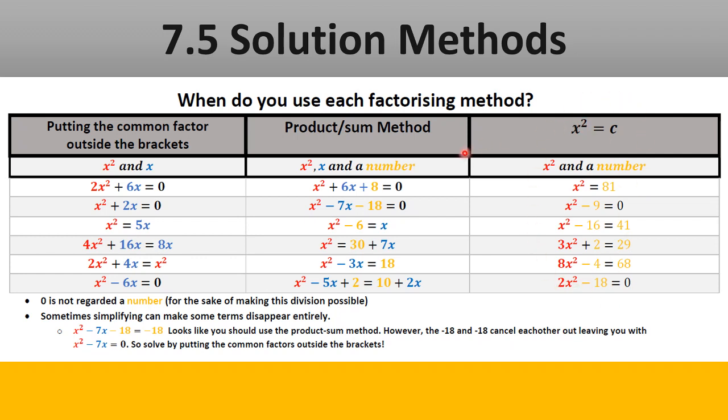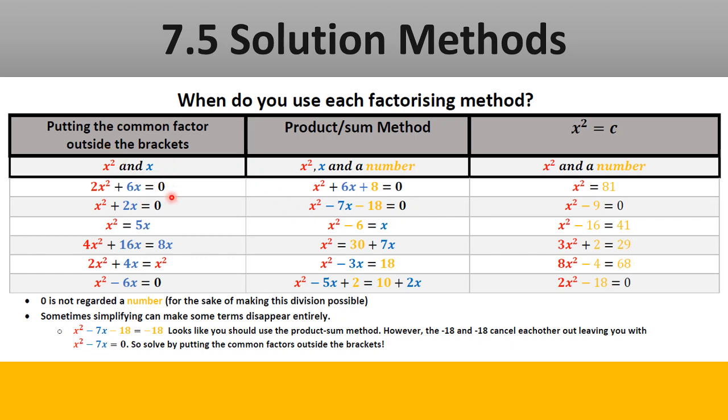So I state that I can predict which factorizing method I have to use by taking a look at how my equation is built up. If my equation has something with x squared and x, then I'm going to use putting the common factor outside of the brackets.